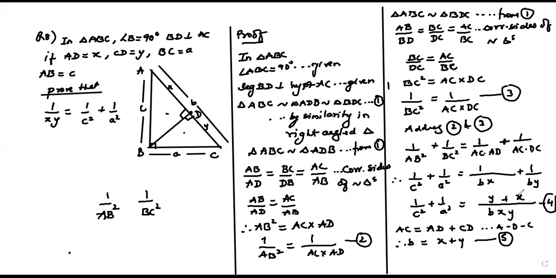Now, in place of X plus Y, can I put B? So 1 upon C square plus 1 upon A square is equal to B upon BXY. You can see BB gets cancelled. This is from 4 and 5. And what should be the last line? The proof: 1 upon C square plus 1 upon A square is equal to 1 upon XY.